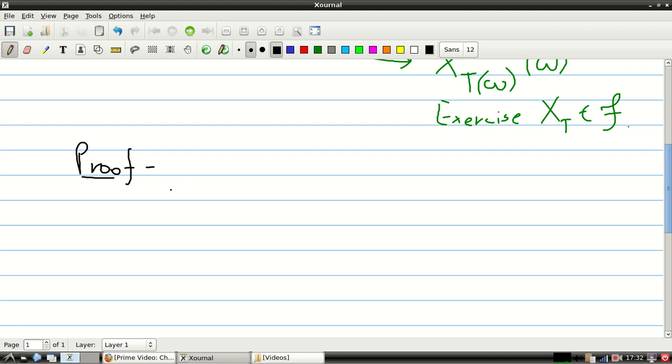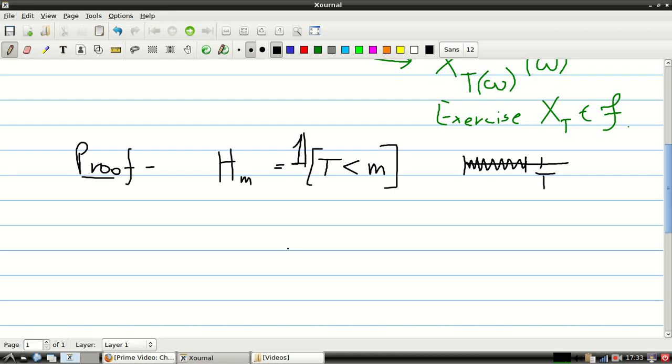So first, let us recall that we defined this predictable process H, which takes an integer and just asks if our stopping time is strictly smaller than this integer. So if this is our stopping time, H is going to be 1 here until T minus 1. So this is predictable. It's the indicator function. This is predictable. So that means that the stochastic integral of X against H is also a submartingale.